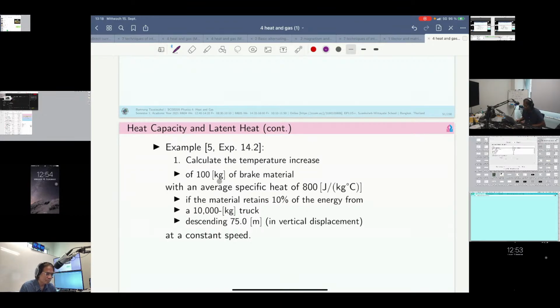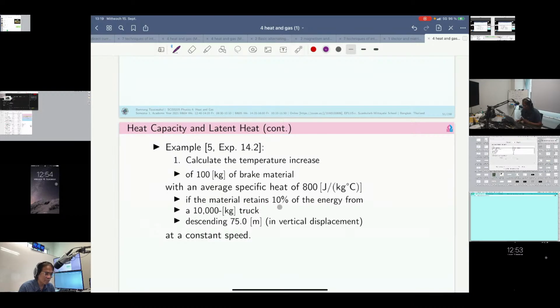An average specific heat of 8... Okay, it's a compound material, not a single material, so we would have many materials inside. So we cannot pick this value from any table because it's a special material decided by a company for use in brake applications for automotive engineering.